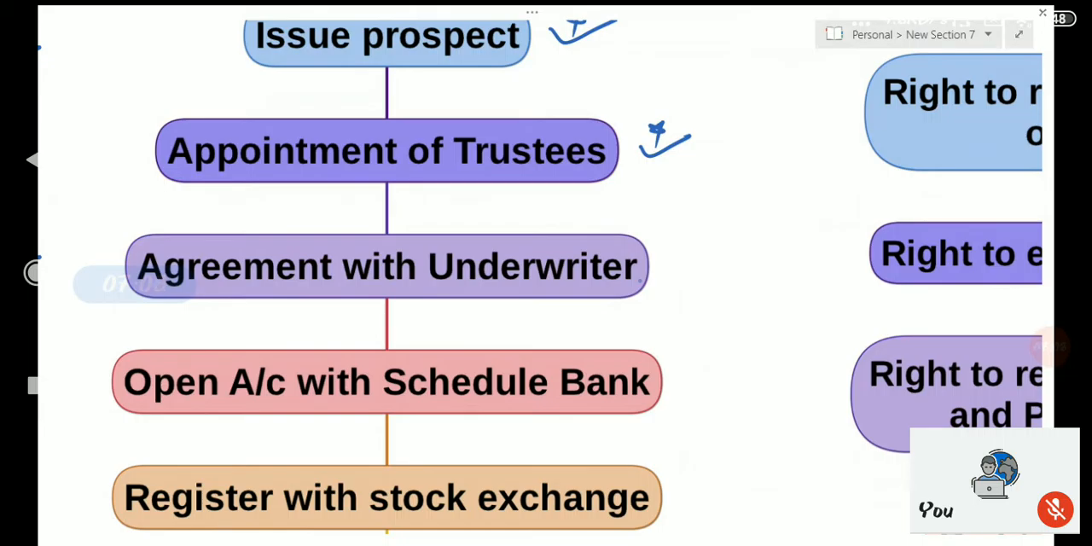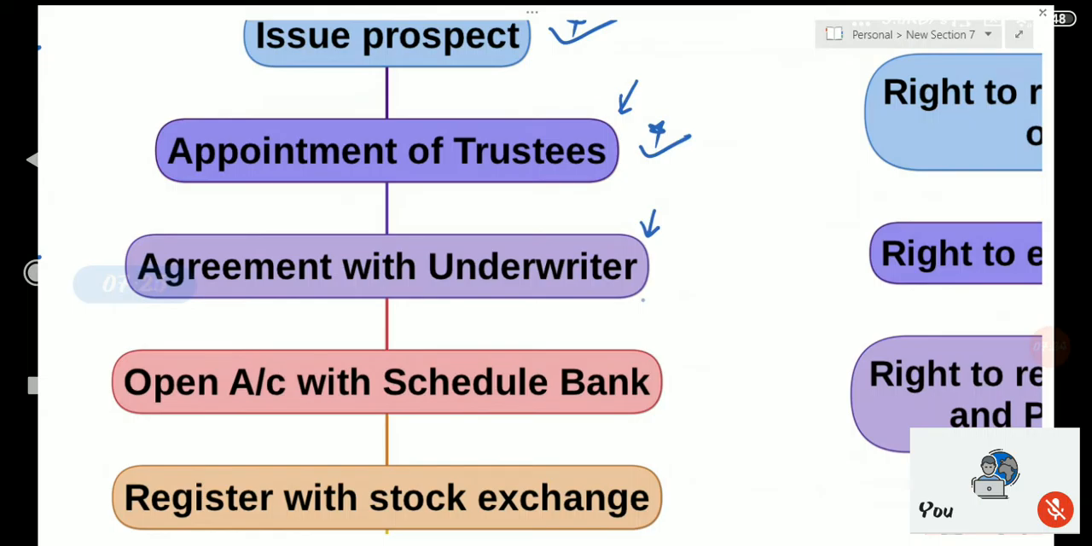Underwriters are those persons who will assure the company. See, here this is assurance for the public, and here the company will get assurance. They will assure the company that don't worry, whatever the amount is, we will purchase your debentures.